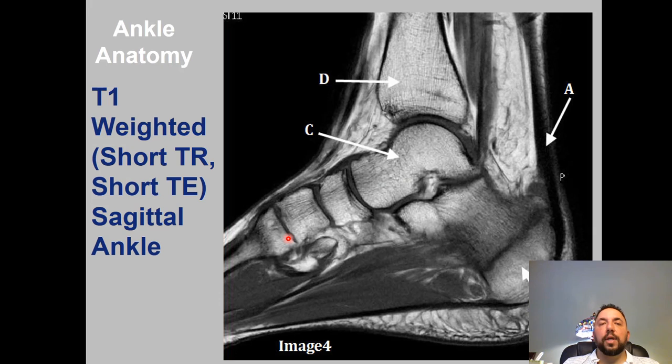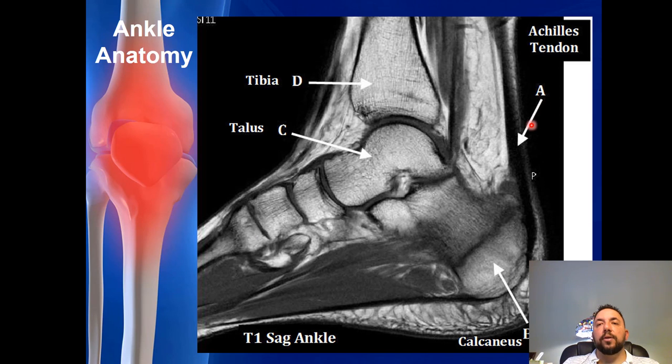So when looking at anatomy and basic anatomy, T1 weighted, short TR and short TE, sagittal of the ankle. Here's the Achilles tendon, again, ligaments and tendons, always black and dark in MR.